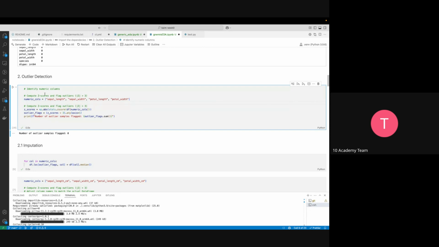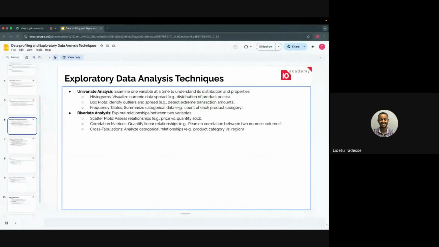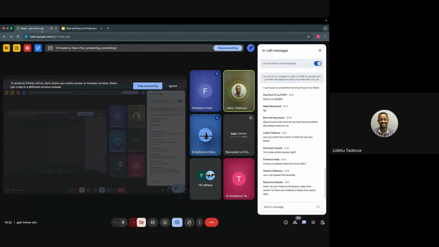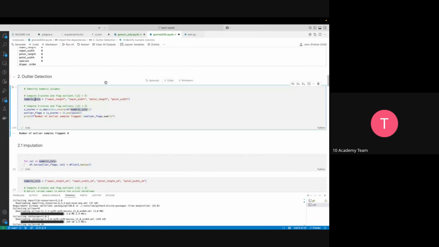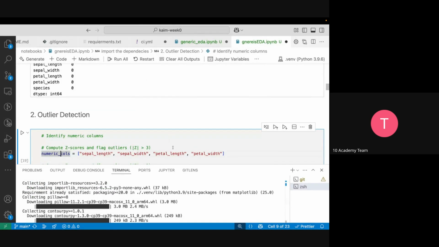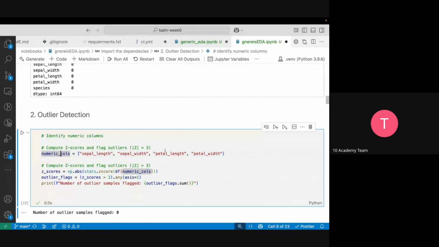Okay, so here we have four numerical columns. Excuse me. Can you zoom the code a bit so that we can see? It's very small. Okay. Let me just close this one. What about now? Can you see it? Yeah, that's absolutely great.